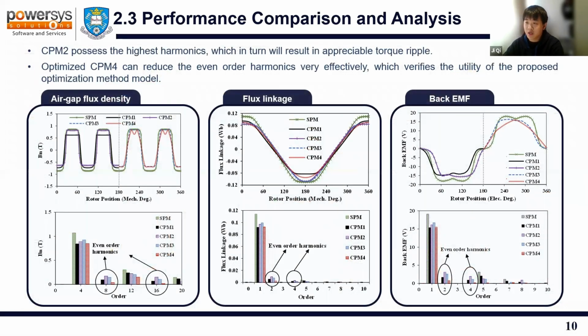This slide shows the comparison of air gap flux density, flux linkage, and back EMF. From the spectra, we can see that for the CPM2, shown in the purple bar here, it has the highest even order harmonics, which in turn will result in appreciable torque ripple. And for the optimized CPM4, shown in the red bar here, it can reduce the even order harmonics very effectively, which verifies the utility of the proposed optimization method.